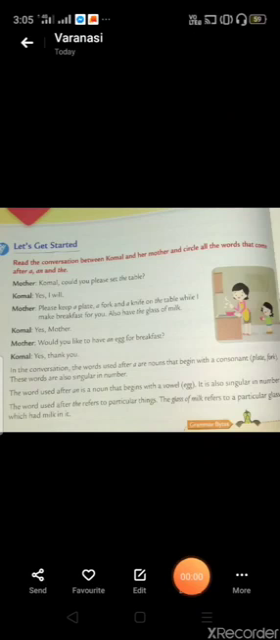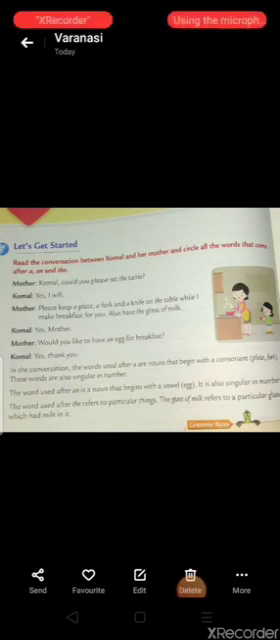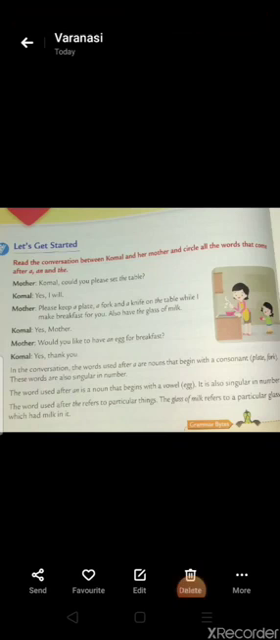Give me an apple. The cat in the basket. I saw a rabbit. Children, are you thinking why I am telling you this? Because we are going to learn articles today. Before starting, I would like to read the conversation between Komal and her mother.